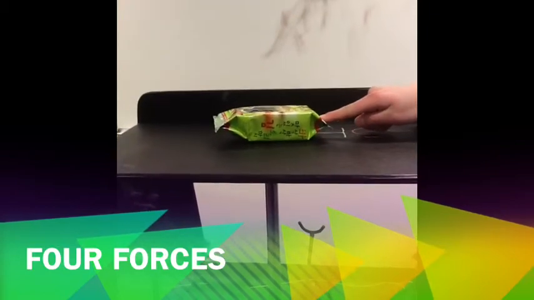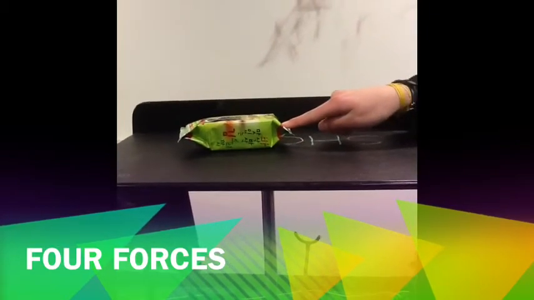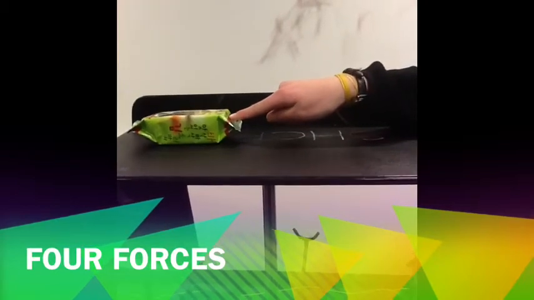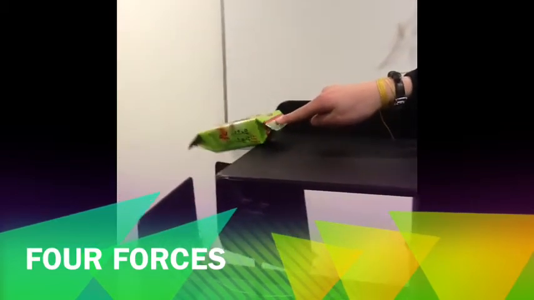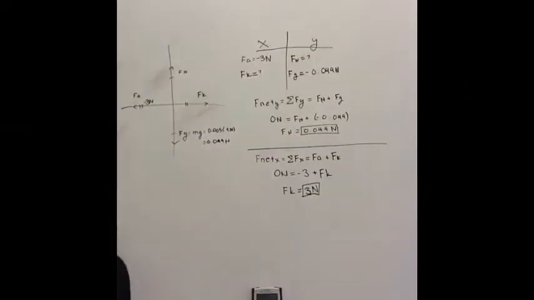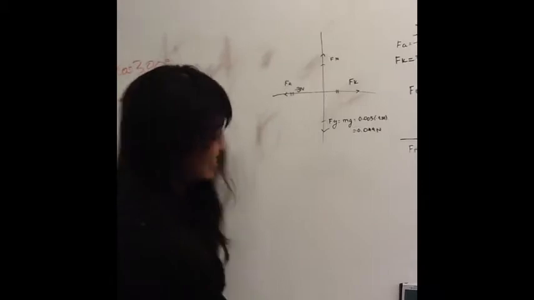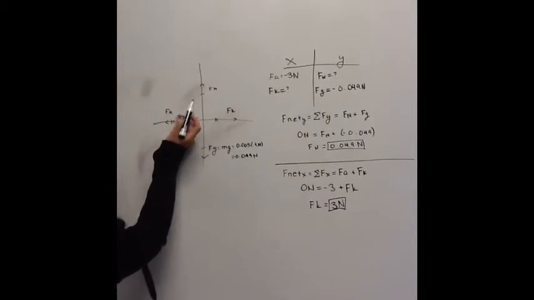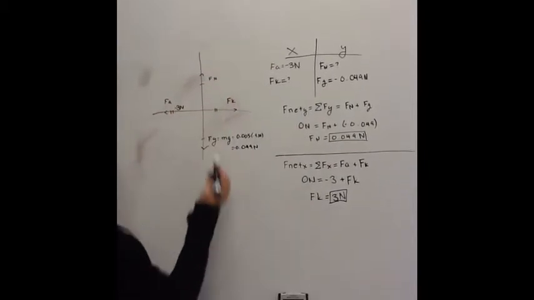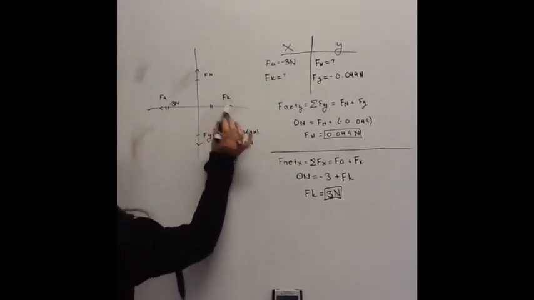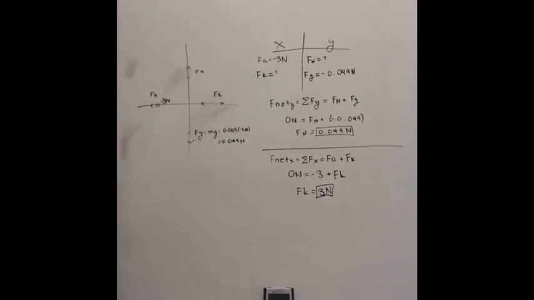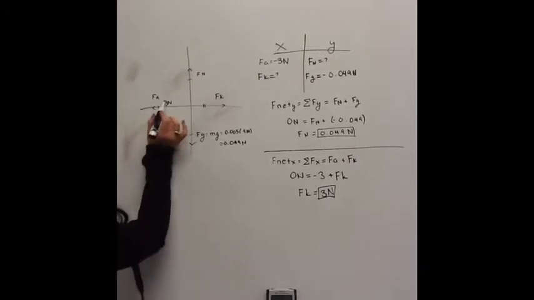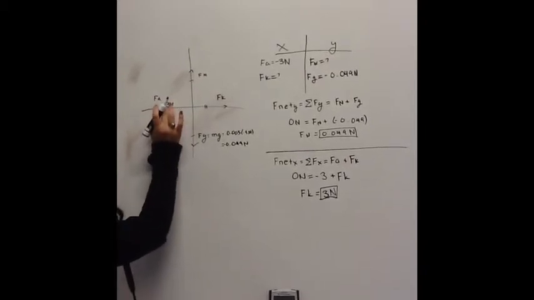This seaweed package has 4 forces acting on it. One is the normal force, the force of gravity, the applied force, and kinetic friction. So the third example has 4 forces on it: the normal force, the force of gravity, and then the applied force and the kinetic friction. I'm not exactly sure how many newtons were applied, so I just said it was 3 newtons.